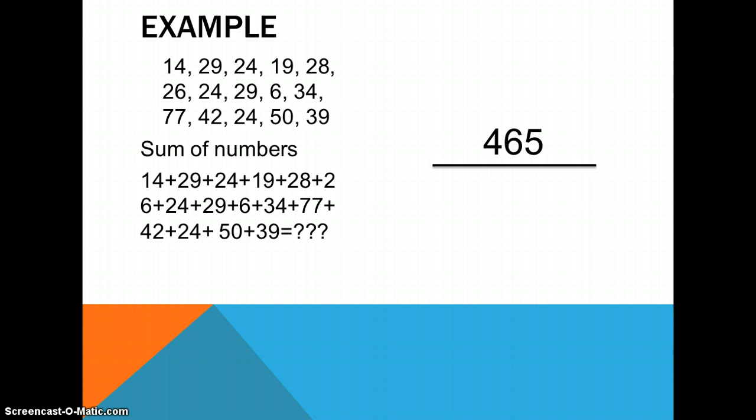The amount of numbers. So if we count, we can find out that there's 1, 2, 3, 4, 5, 6, 7, 8, 9, 10, 11, 12, 13, 14, 15. There are 15 numbers, and that is going to be our amount of numbers. So then if we type in the calculator 465 divided by 15, we will get 31, and that is going to be our mean. Now it's going to be your turn.